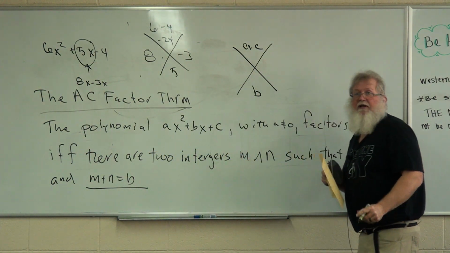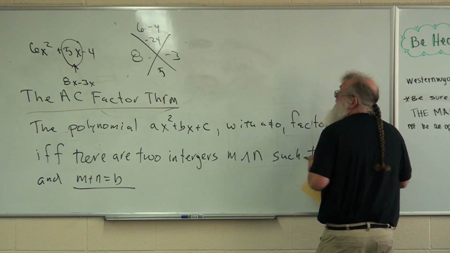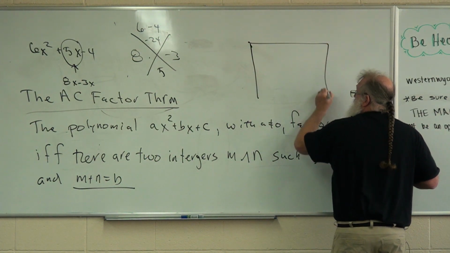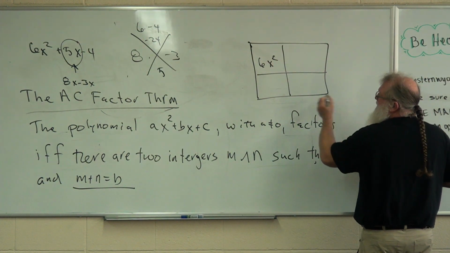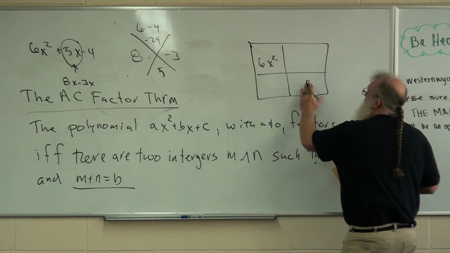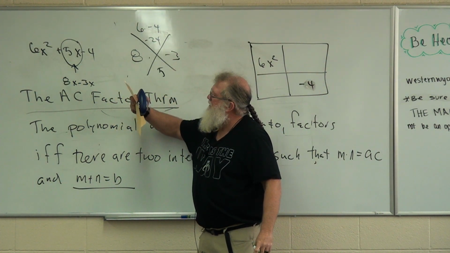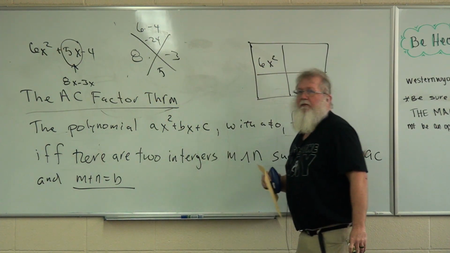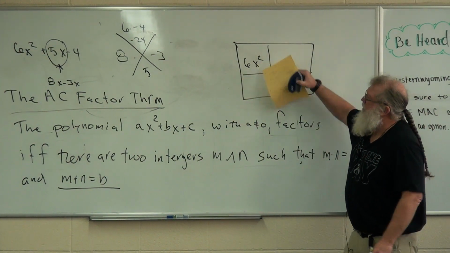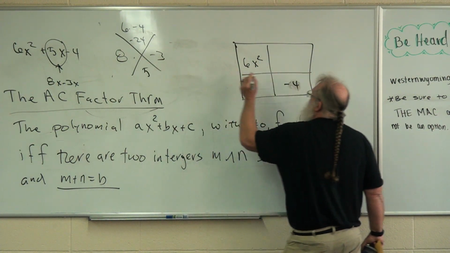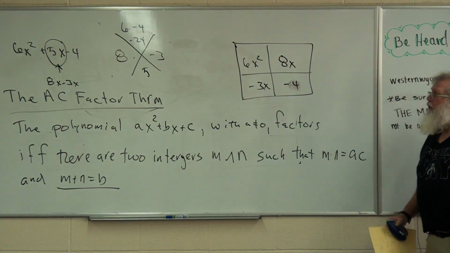We'd agree that that would be equal. So we're going to build our little box now. And what's going to go in our little box? Well, the first term, 6x squared. Then the last term is minus 4. Right? Hard to tell sometimes with the whiteboard. And then what's going to go in these two is an 8x and a minus 3x. All right, so we have the equivalent.